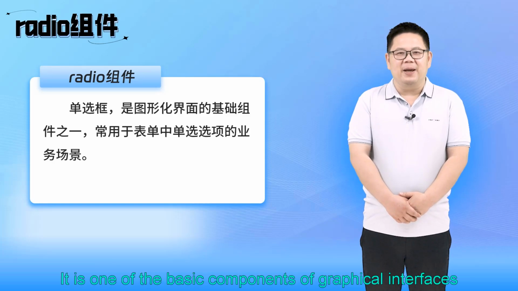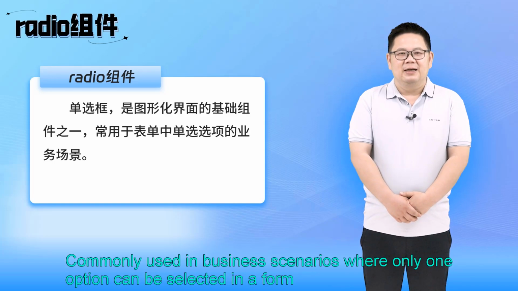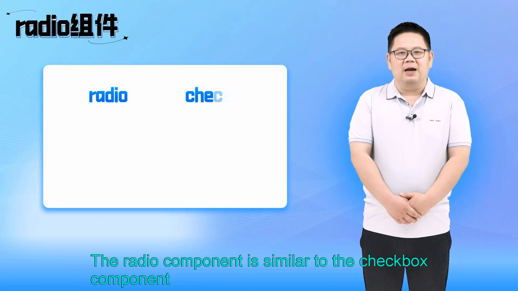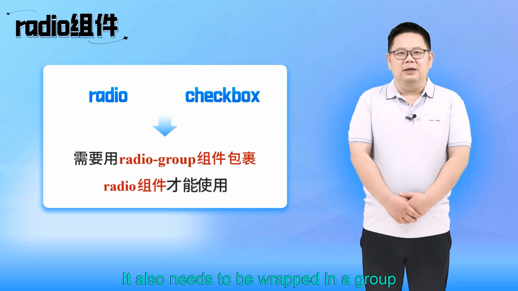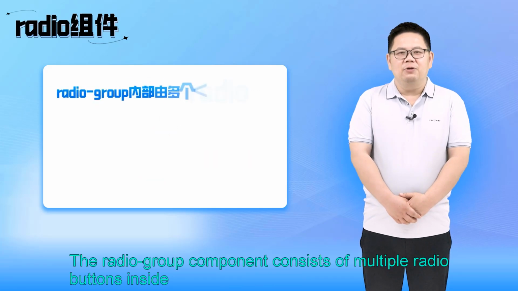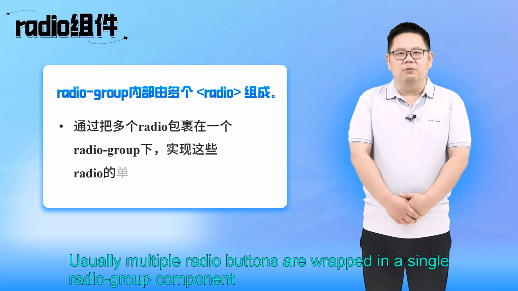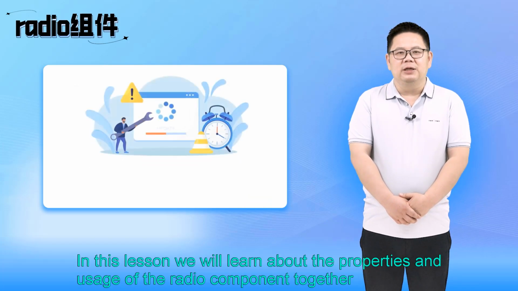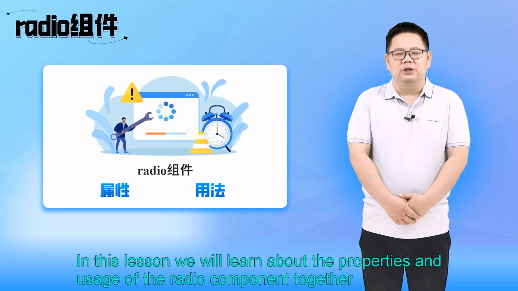It is one of the basic components of graphical interfaces, commonly used in business scenarios where only one option can be selected in a form, such as when users choose their gender during registration. The radio component is similar to the checkbox component. It also needs to be wrapped in a group, which is the radio group component. The radio group component consists of multiple radio buttons inside. Usually, multiple radio buttons are wrapped in a single radio group component to achieve the selection of a single radio button. In this lesson, we will learn about the properties and usage of the radio component together.